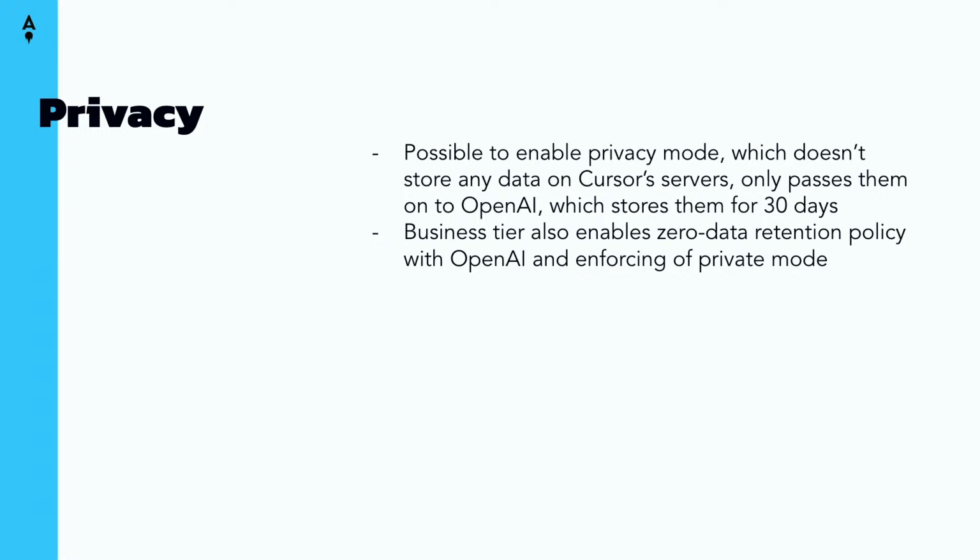Now, as for privacy, it is possible to enable privacy mode, which means that none of your data actually gets to the Cursor servers. They just send them straight to OpenAI, which has some data retention policy that it stores them for 30 days, I think. But if you have the business tier for $40 per month, you can enable 0 data retention policy, so OpenAI doesn't really store anything here.